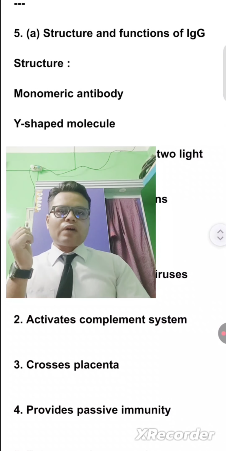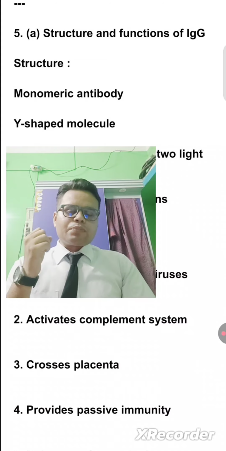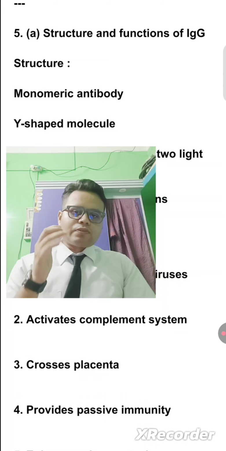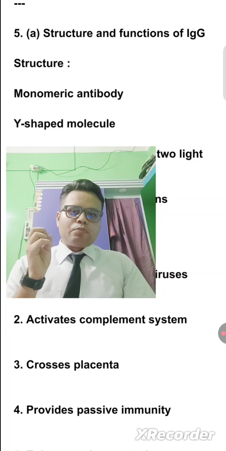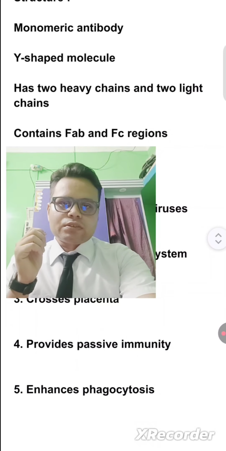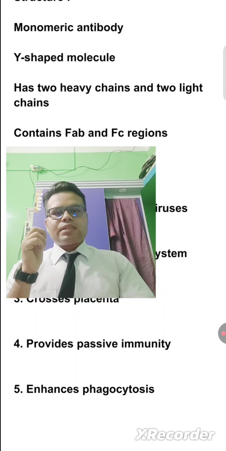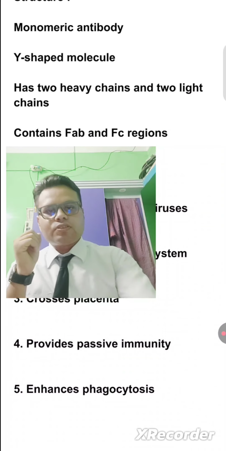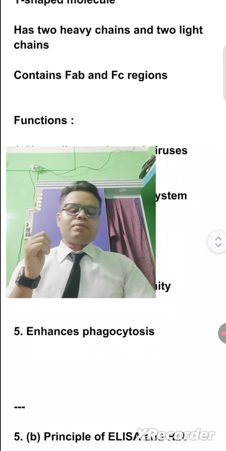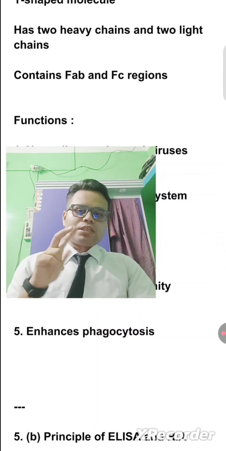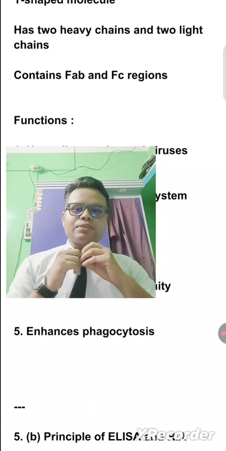Structure and function of IgG. The structure is very simple, class: monomeric antibodies first of all. Second, Y-shaped molecules. Third, has 2 heavy chains and 2 light chains. Also, it contains Fab and Fc regions. There are 2 regions: the Fab region and the Fc region.